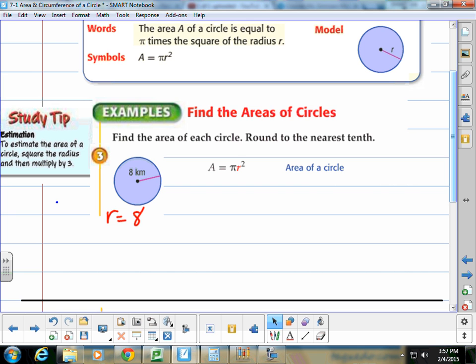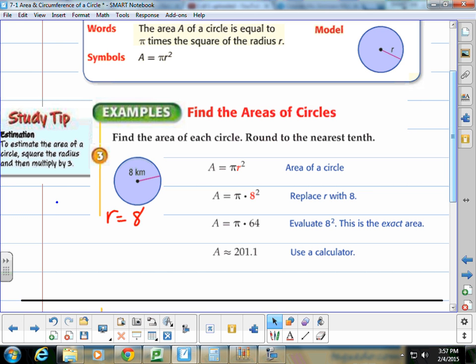We write our formula, knowing that we know the radius. Plug in our radius, 8. Remember, it's 8 squared, 8 times 8, not 8 times 2, which is 64. So this would be the exact area, 64 times pi.